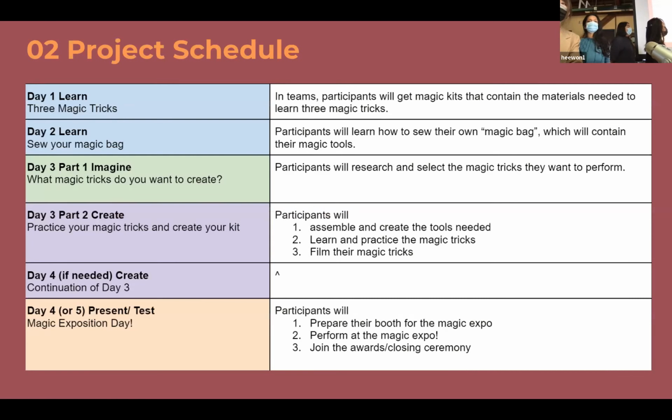So here's the rough project schedule. On day 1, it's focused on learning: more about magic, and more about their classmates, the people they're going to be interacting with for the rest of the week. Day 2 is dedicated to skill building, sewing, and learning more of those magic tricks. Day 3 is split in half. On the first half, there'll be a lot of ideation for the tricks that they ultimately want to perform. The second half will be dedicated to creating necessary props and their magic kit. And then we also added an optional day 4, if needed, to complete the day 3 tasks. On the last day, the students will prepare their booths for a magic show expo. And once set up, guests will be invited to walk around, where the kids can perform their tricks and interact with them.